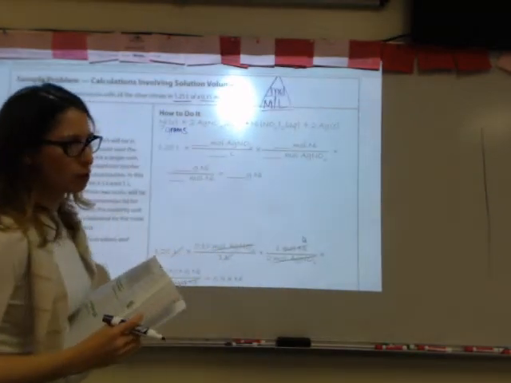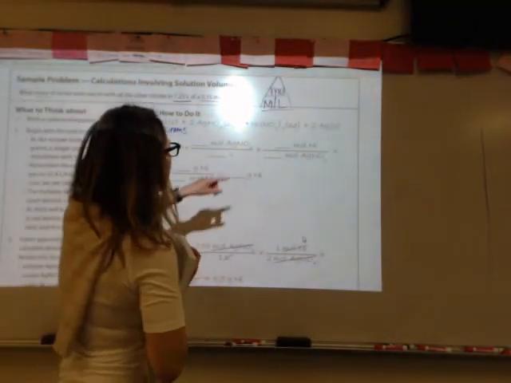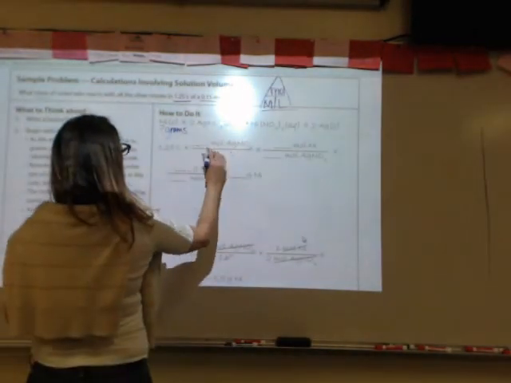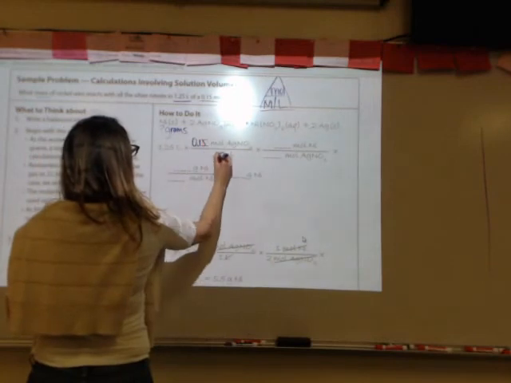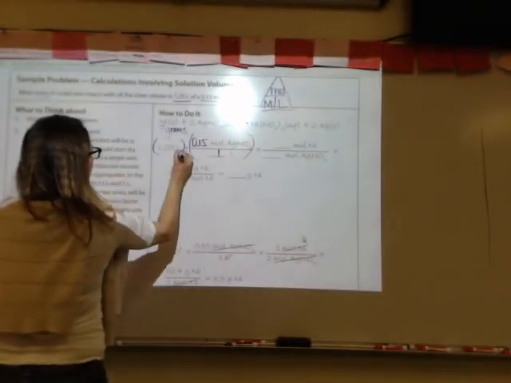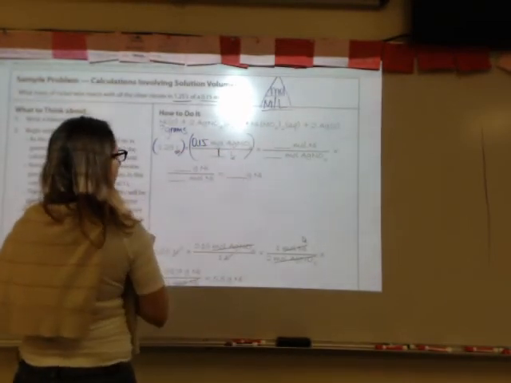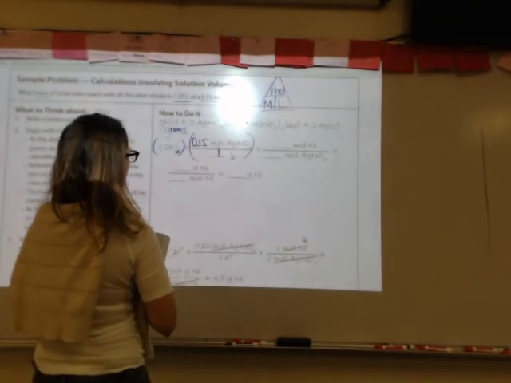We always need to ask ourselves, how can I get to moles? You can get to moles if you multiply molarity times liters, which is what they're doing. They're simply writing it a different way. Here is your liters. Here is your molarity because it's moles per liter. This will give you moles.